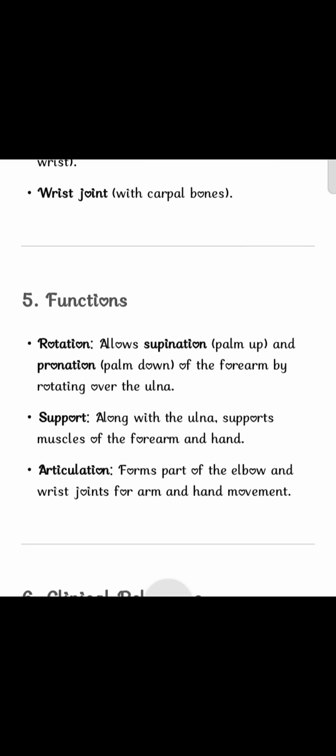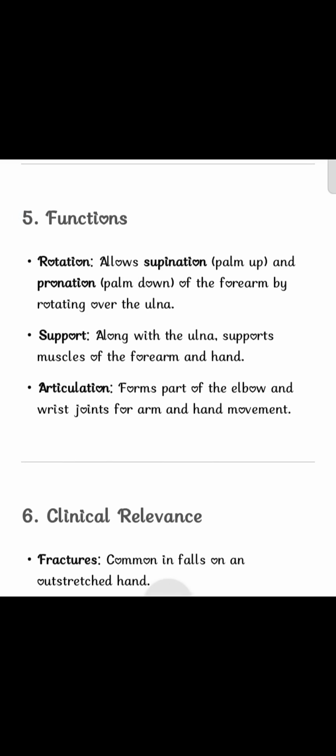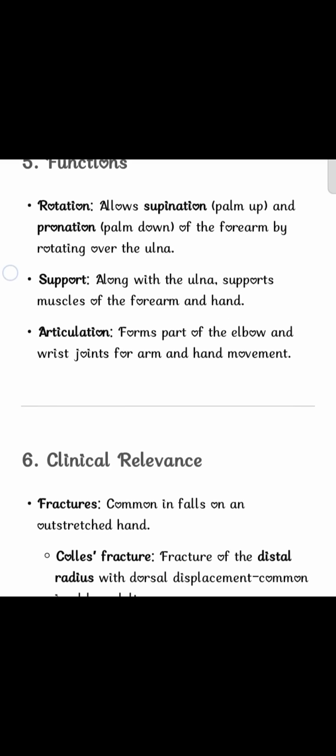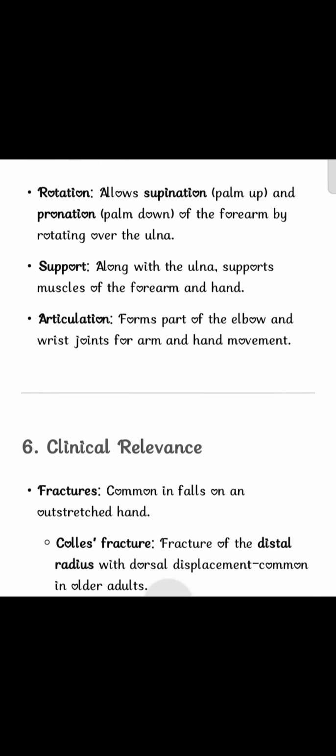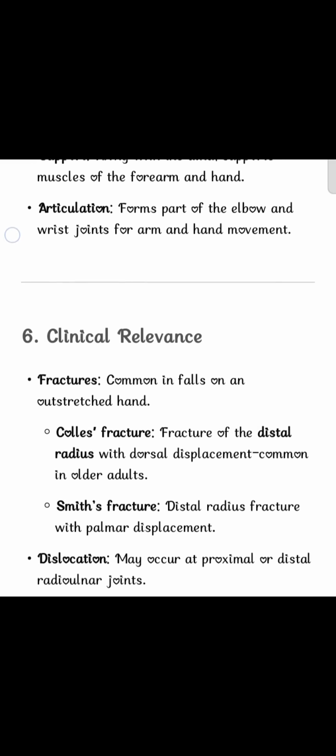5. Functions. Rotation, allows supination, palm up, and pronation, palm down, of the forearm by rotating over the ulna. Support, along with the ulna, supports muscles of the forearm and hand. Articulation, forms part of the elbow and wrist joints for arm and hand movement.